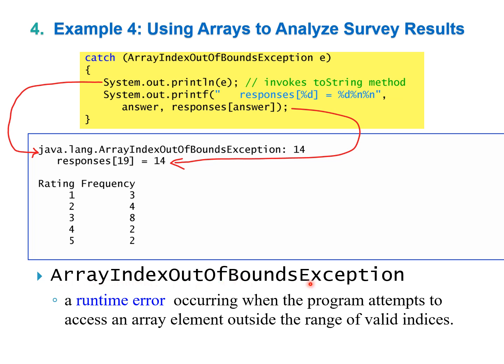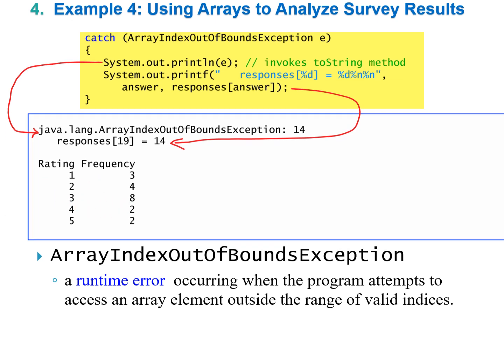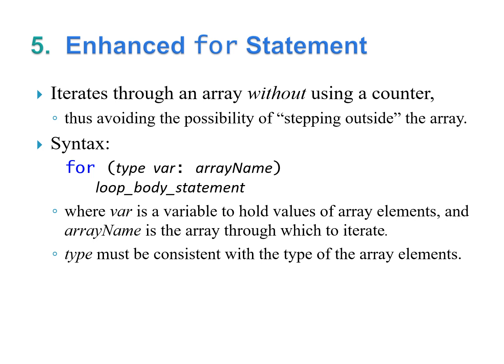But thanks to this catch block, the program still continues to run and displays the rating and frequency despite having a runtime error. Now let's move on to the next section, which is about the enhanced for statement.